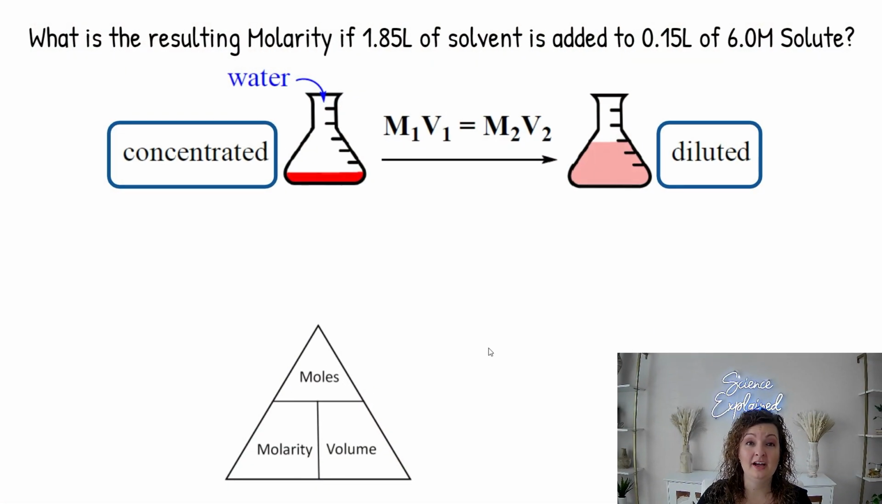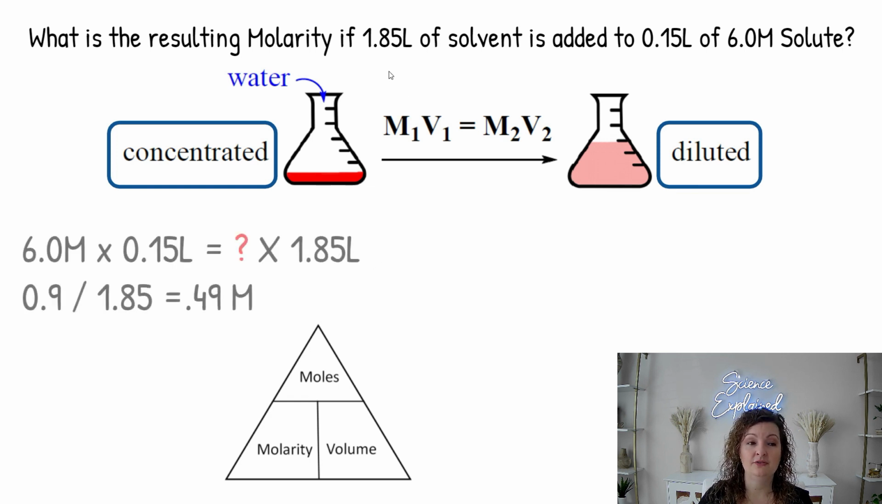All right, let's go ahead and look at another example, but solving for something different. So this one says, what is the resulting molarity if 1.5 liters of a solvent is added to 0.15 liters of 6 molar solute? In this case, we're still going to use our math that we know, moles in equal moles out, so molarity times volume, and then we can solve for what we're looking for. We know we're going to start with our concentrated stock solution. We're going to add our water as our solvent, and it will end up being the diluted solution that we're looking for. So let's pull our numbers.